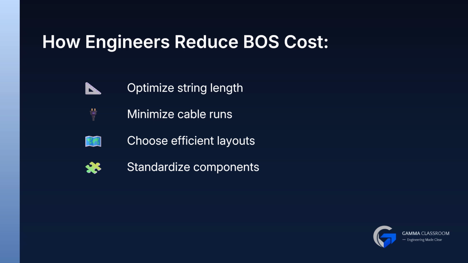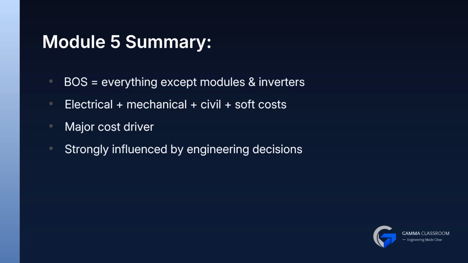Engineers reduce BOS cost by optimizing string lengths, minimizing cable runs, choosing efficient layouts, and standardizing components. In summary, BOS includes everything except modules and inverters. Electrical, mechanical, civil, and soft costs all contribute to total project cost, and engineering decisions strongly influence BOS cost.